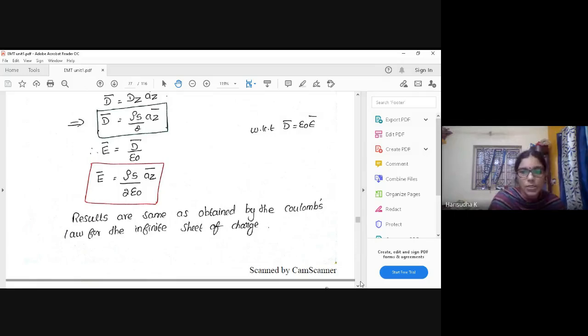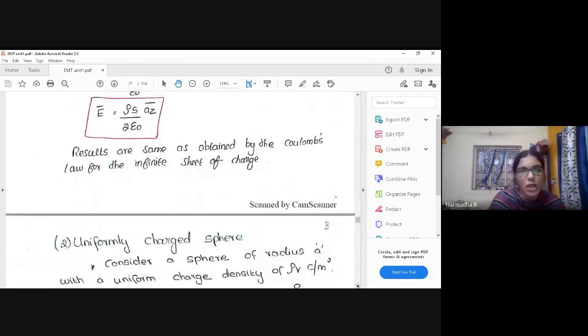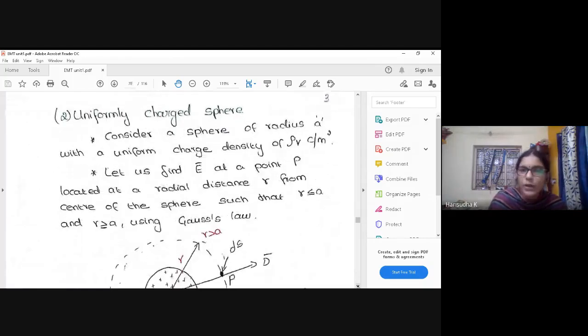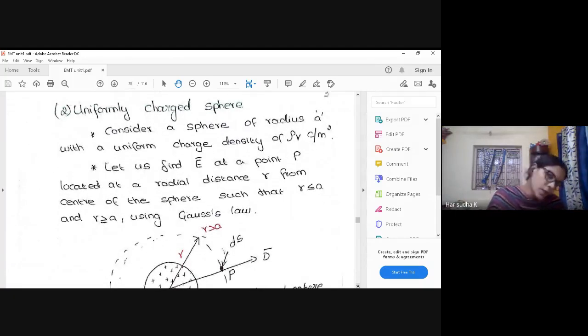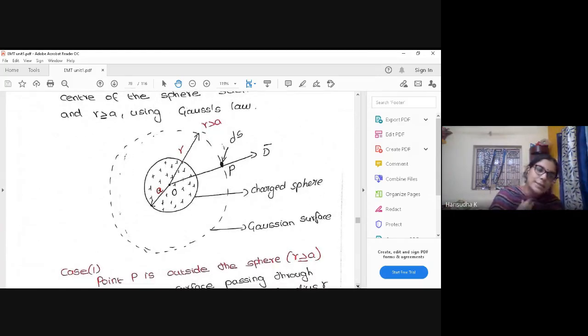Okay. So the next application of Gauss law is the uniformly charged sphere. If we want to derive for a uniformly charged sphere, we should keep in mind the differential surface equation for a sphere. Under coordinate systems, we have learned three things: rectangular coordinate, cylindrical coordinate, and then the spherical coordinate. So definitely you should know the equations which we have got for the spherical coordinate system. Then only we can do this derivation.